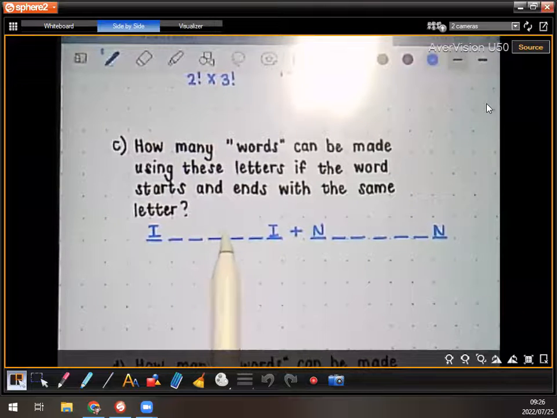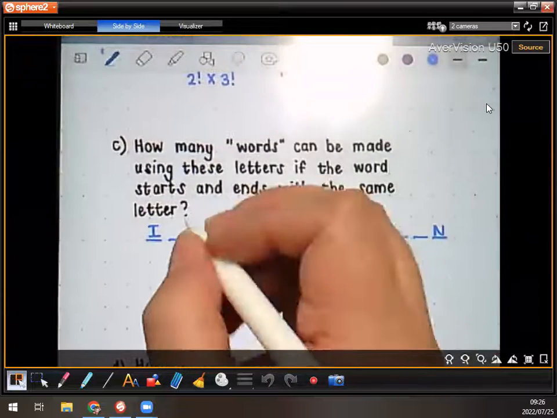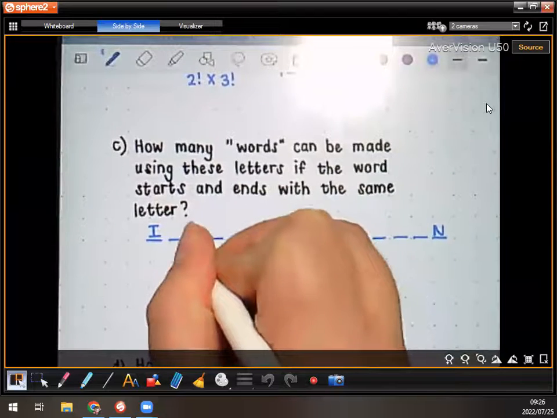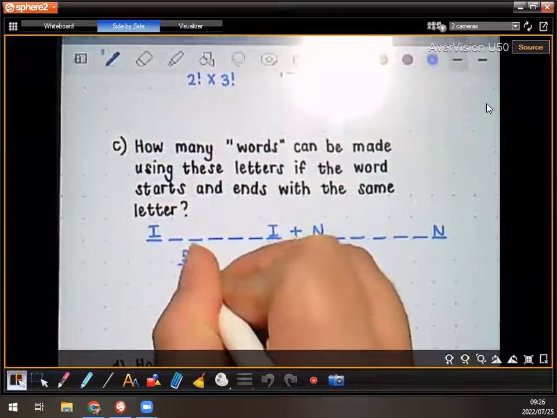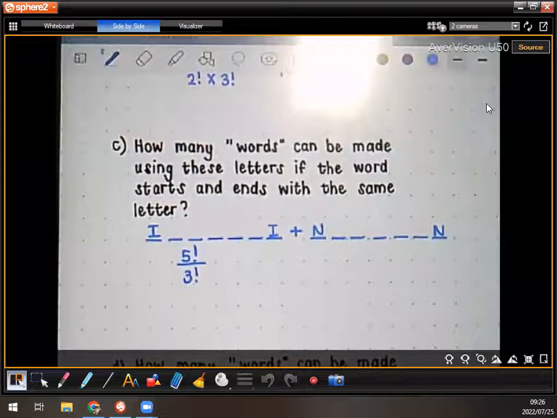Are there repeats within these 5 letters? Yeah, there are 3 N's, okay? So this is going to be 5 factorial divided by 3 factorial.